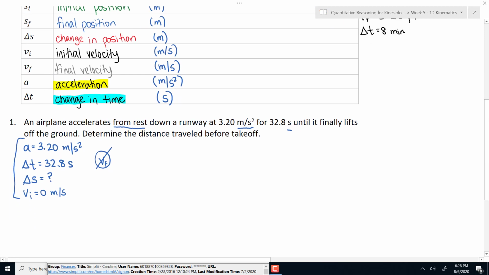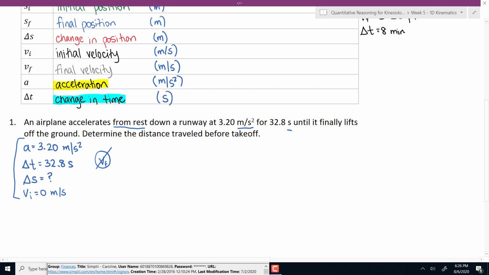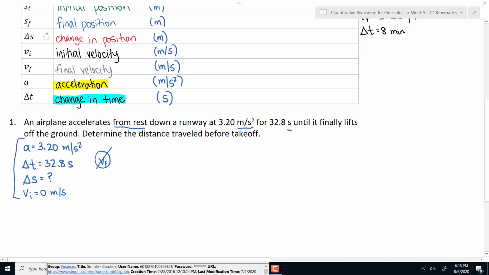So I'm going to rewrite it. It looks like delta S equals V initial delta T plus 1/2 A delta T squared. All right, delta S is what we're looking for, so it's great. It's already isolated on the left side, so we don't need to rearrange this equation at all. We're just going to leave it the way it is.